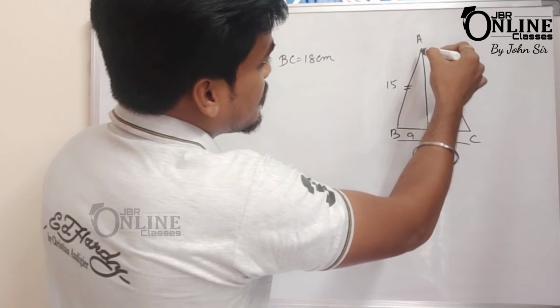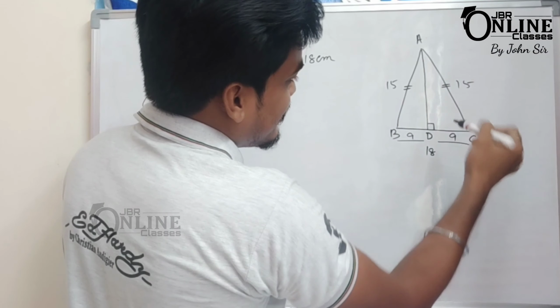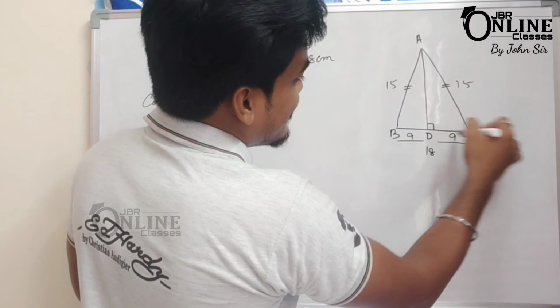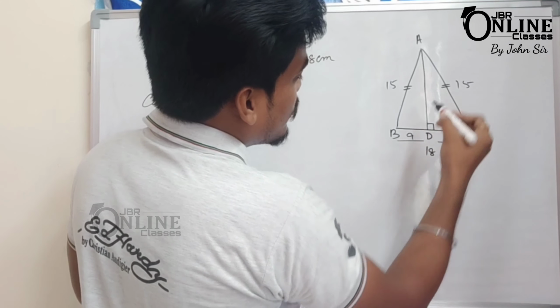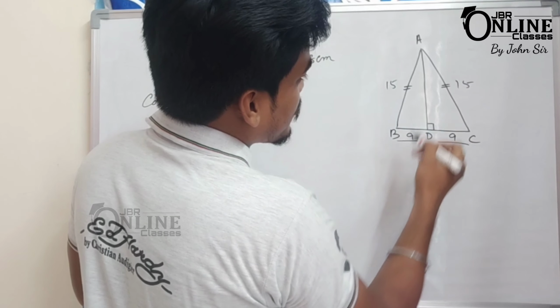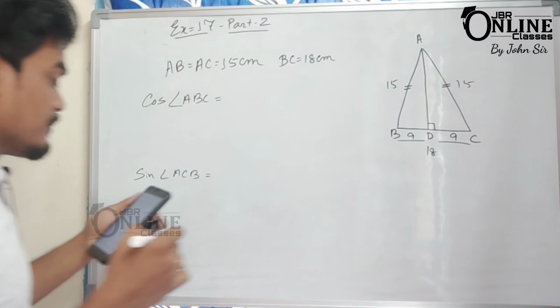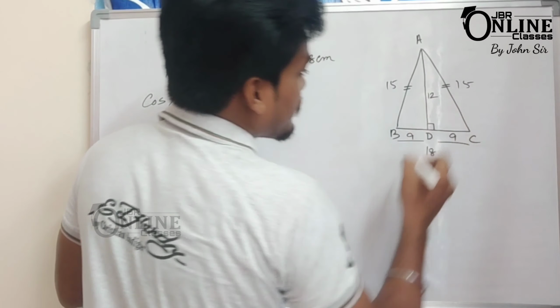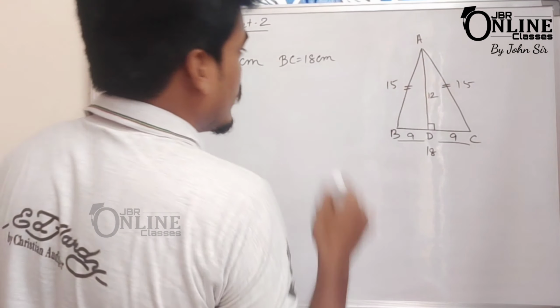So in this triangle ADC, here the hypotenuse equal to 15 and DC, that means the base, equal to 9. So you can apply the Pythagoras theorem to find out the height of that triangle. So now that equal to 12. By Pythagoras theorem, AD equal to 12.